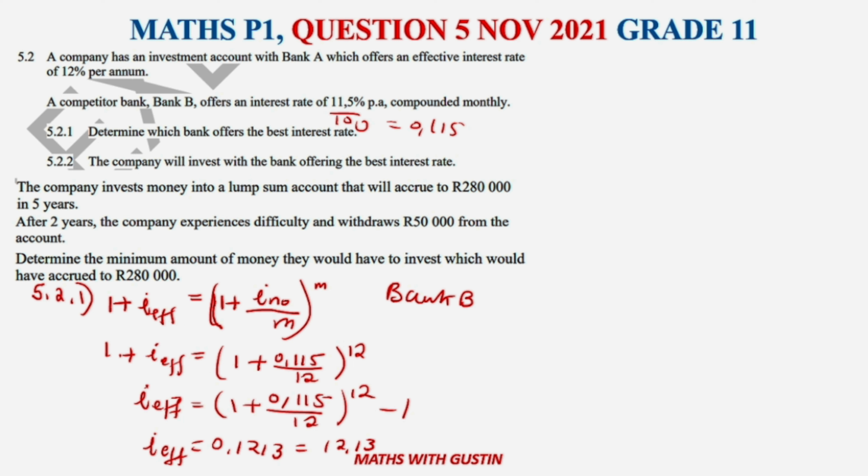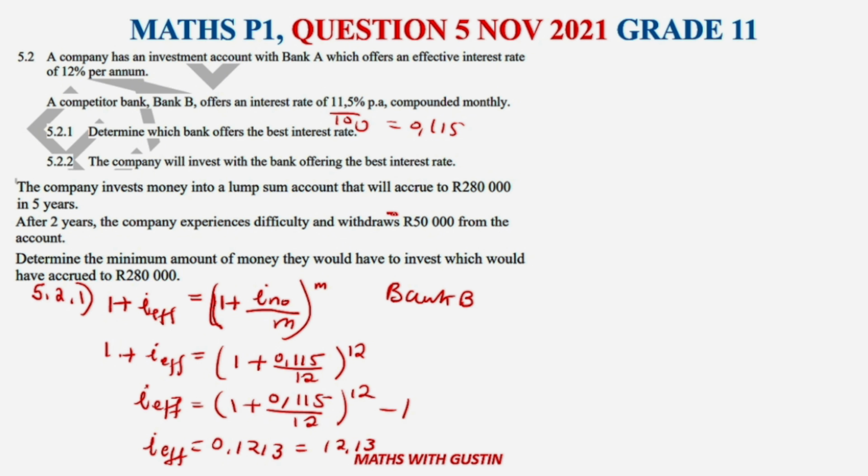Okay, so the company will invest the money with the bank that is offering the best interest. Therefore, the company invests the money into the lump sum account that will acquire 280,000 in 5 years' time. And after 2 years, the company experiences difficulty and withdraws 50,000. Okay, fair enough. So this one is money that is withdrawn. And then this one, they want to acquire.